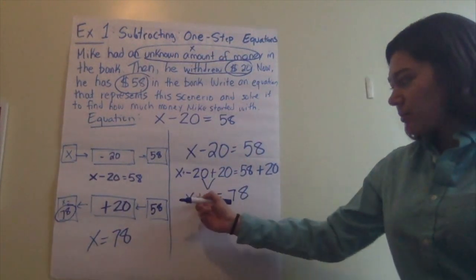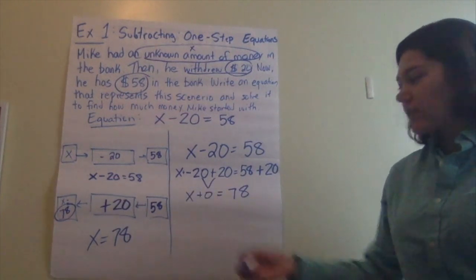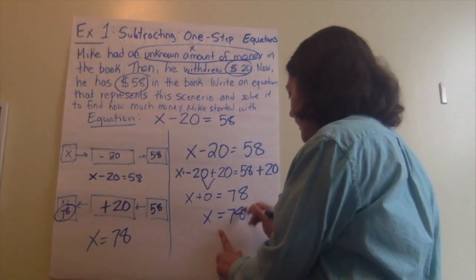And then, taking x plus anything, 0 plus anything is just what we started with. So x plus 0 is just equal to x. So we get x equals 78.